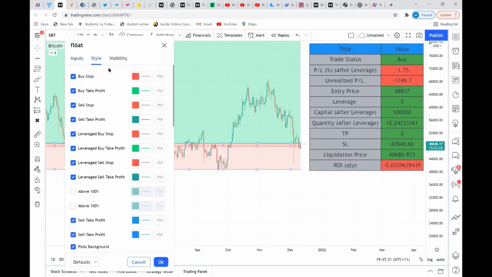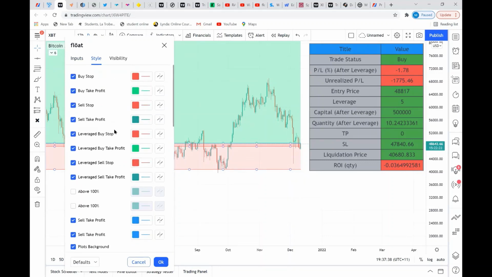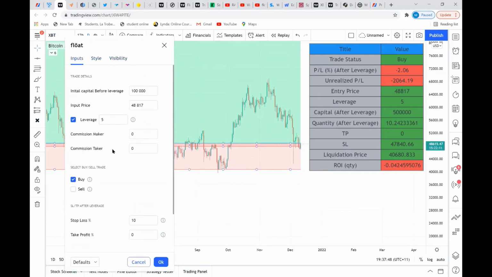All the color scheme and everything is through here. You can totally customize all the colors that you want. I'm not going to run through that because it's self-explanatory, but every single feature is fully customizable. The visibility section is something that I urge you really not to play with, because that's just the tuning of the times to make it accurate. So that can be left alone.